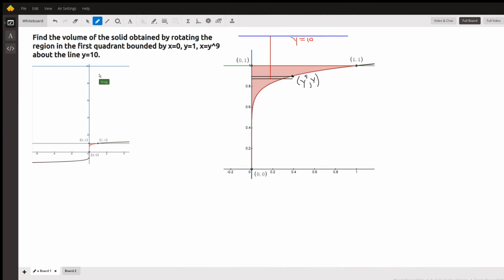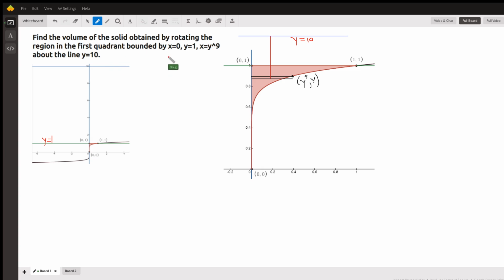Depicting the situation. Over here on the left, we have the horizontal line y equals 10. That's the axis of revolution. Down here, this curve right here is x equals y to the 9th. And the green line is y equals 1. And of course, we also have a boundary x equals 0. So that little red region is what we're going to revolve about the line y equals 10.